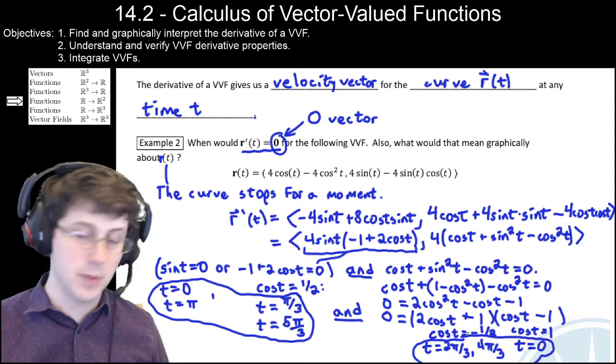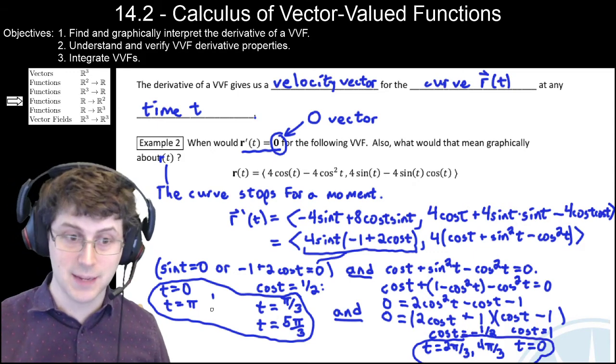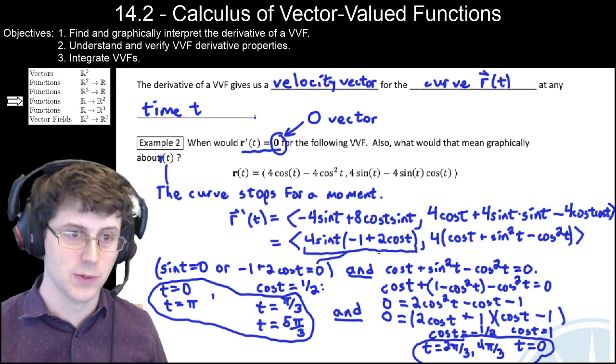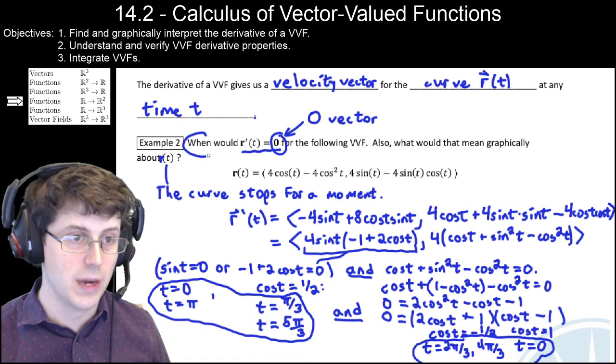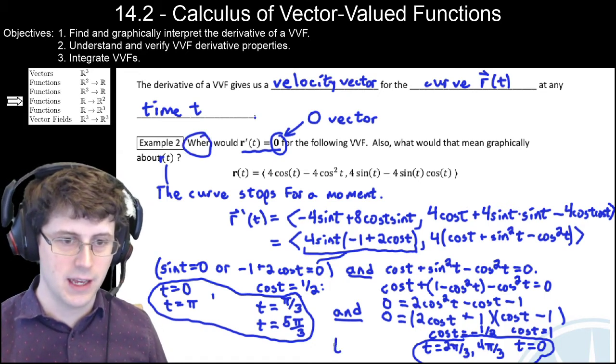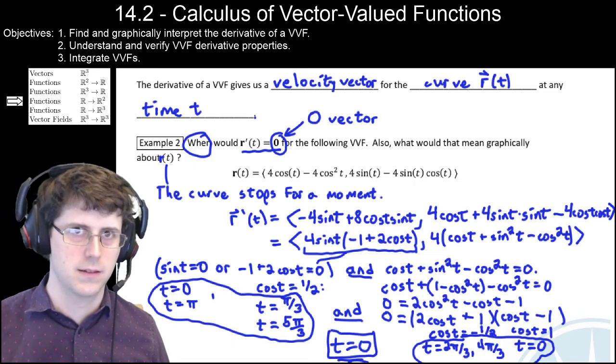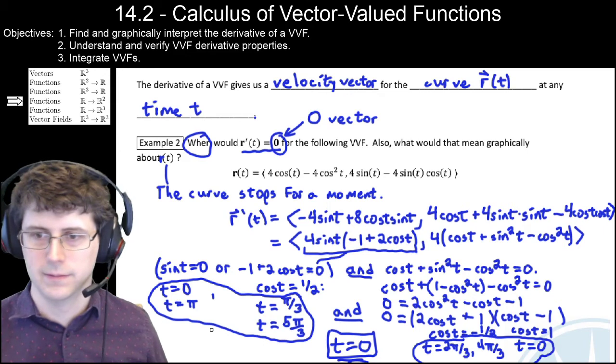Then we look at all the places where both components are 0 at the same time. It looks like the only one where the components are 0 at the same time is at t equals 0. So this says, when would r prime of t equal 0? The answer is at t equals 0. And that's the final answer. Cool.